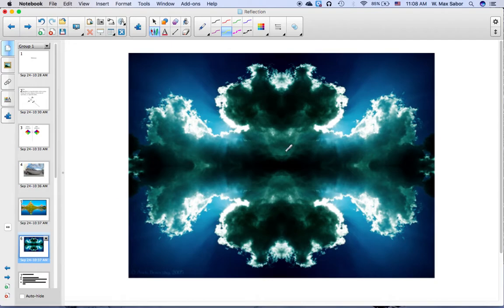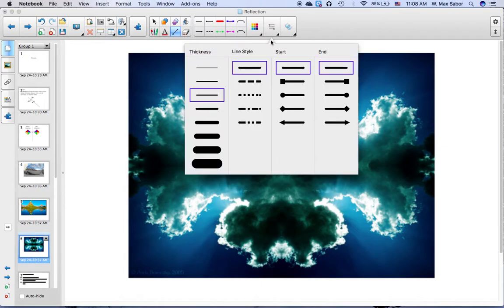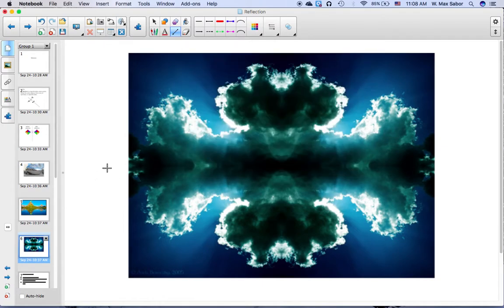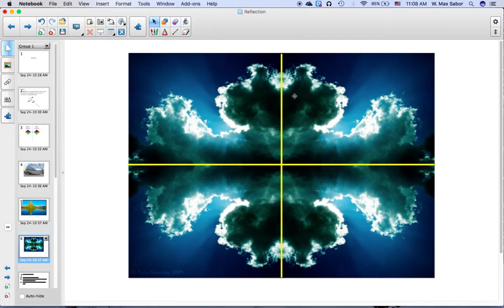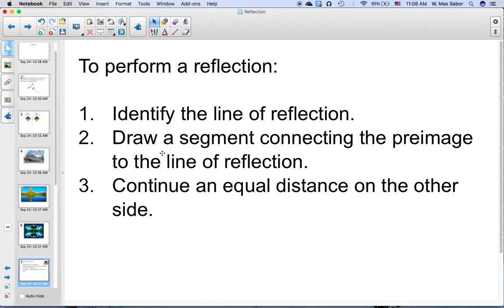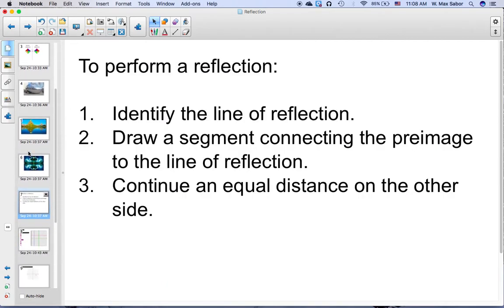Here's a diagram where there's actually more than one line of reflection. So the line of reflection that you see might not be the same as the one that someone else sees. There's this horizontal one, and then there's also this vertical line of reflection. So a diagram can have more than one line of reflection, but we'll only perform one reflection at a time. If we need to perform more than one reflection, we'll do one reflection, then the other, never both at the same time.